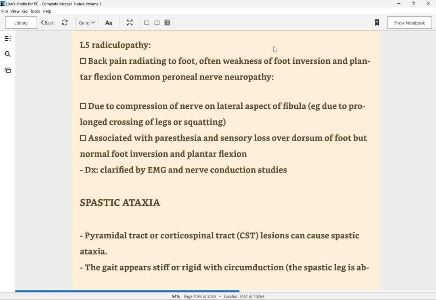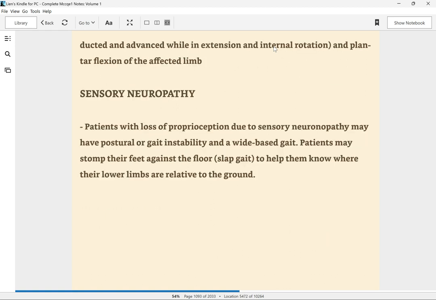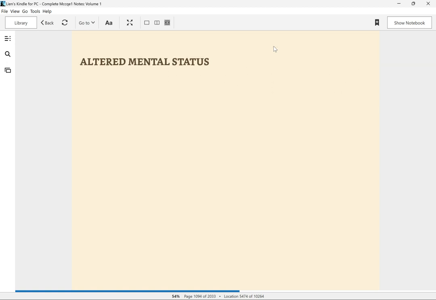Spastic ataxia: pyramidal tract or corticospinal tract, CST, lesions can cause spastic ataxia. The gait appears stiff or rigid with circumduction; the spastic leg is abducted and advanced while in extension and internal rotation, and plantar flexion of the affected limb. Sensory neuropathy: patients with loss of proprioception due to sensory neuronopathy may have postural or gait instability and a wide-based gait. Patients may stomp their feet against the floor, slap gait, to help them know where their lower limbs are relative to the ground.